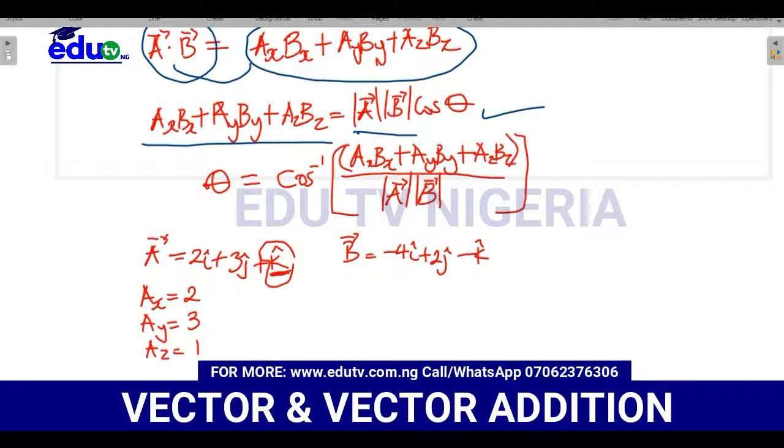Look at this, the coefficient of the unit vector k is 1. And let's come back to that of b. B x is the coefficient of unit vector i, which is minus 4. That would be our B x. And B y will be 2, and B z now gives us minus 1, because minus 1 is the coefficient of the unit vector k. So therefore we got there.